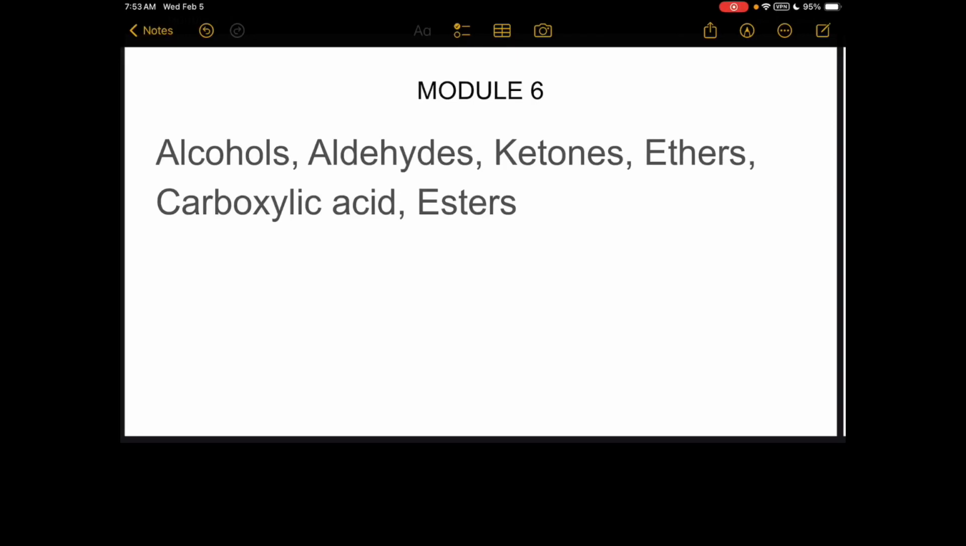Okay, hello everyone. So we're going to go over our module 6, where we will be talking about all different kinds of organic molecules. In module 5 we talked about the hydrocarbons: alkanes, alkenes, alkynes, and arenes. Today we are going to cover alcohols, aldehydes, ketones, ethers, carboxylic acids, and esters. I know it's a lot to squeeze into one lecture, but we are going to touch briefly on all of them.